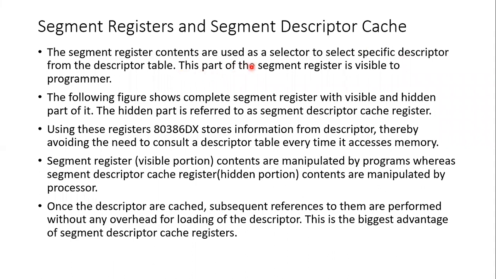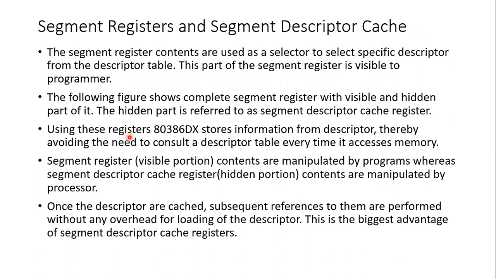This part of the segment register is visible to the programmer. Which part is visible? The segment register part. The following figure shows the complete segment register with its visible and hidden parts. The hidden part is referred to as the segment descriptor cache register. Segment registers are visible to the programmer, and the segment descriptor cache is the hidden part that is not visible to the programmer.